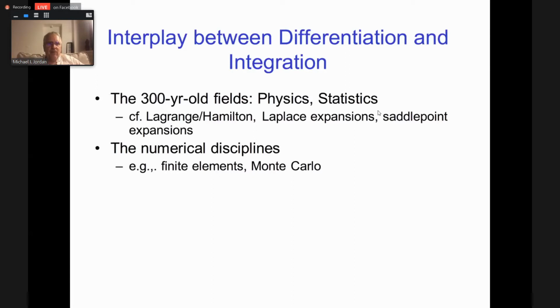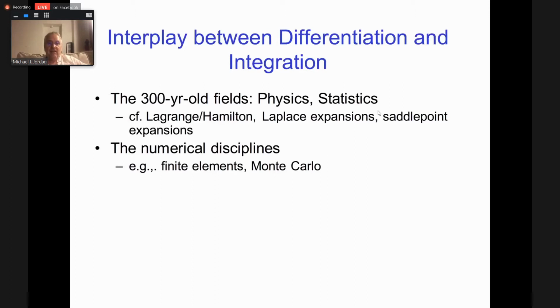But if I think about fields that are really mature mathematically, they tend to both use differentiation and integration. So differentiation and integration, of course, are linked by the fundamental theorem of calculus. And mature fields really use both sides of that theorem. So physics certainly has differential equations, lots of differentiation, F equals ma, Maxwell's equations, and so on. But there's also Lagrangian and Hamiltonian perspectives that rewrite those equations and express them in terms of integrals or integral equations. And the interplay between the integration and differentiation really defines a large number of areas of physics.